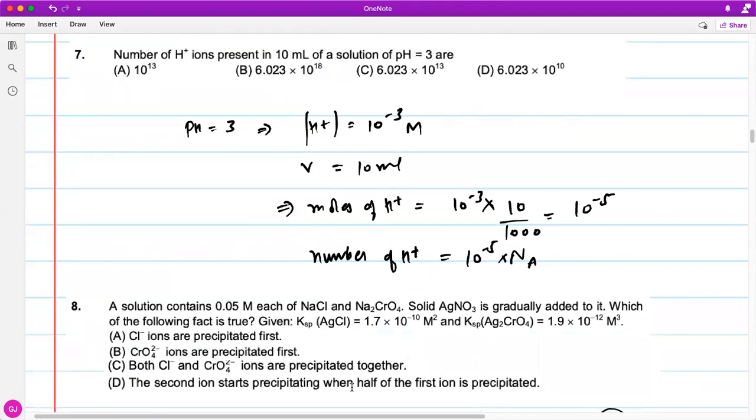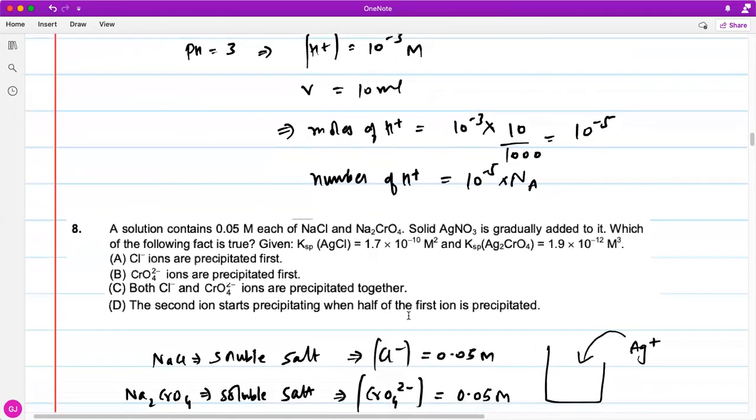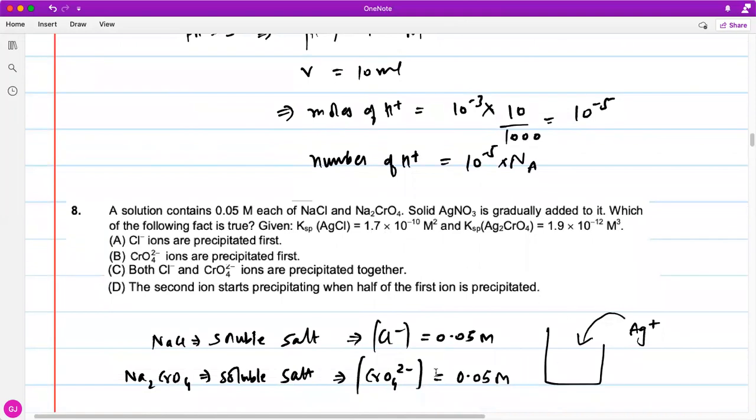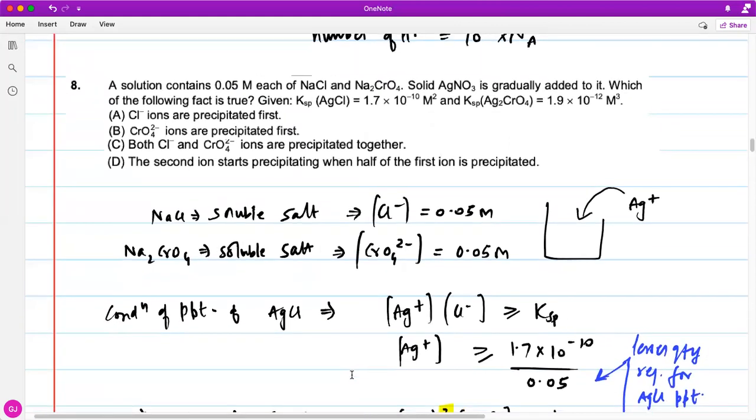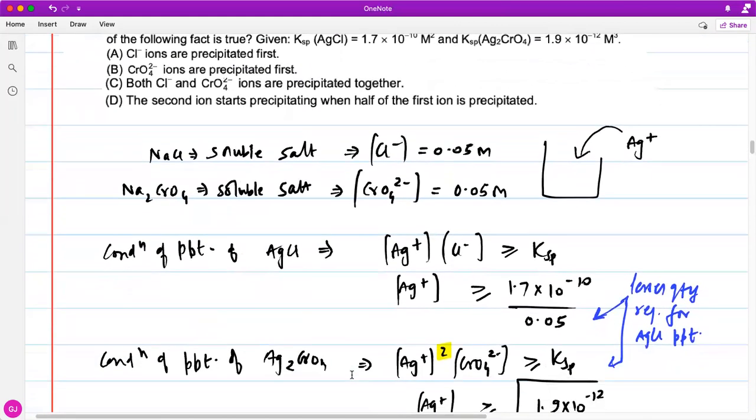Eighth question is a very easy question, classic question regarding simultaneous precipitation. So you have to realize that NaCl and Na2CrO4 are going to be soluble salts, and you are going to get Cl minus and CrO4 2 minus concentration based on that. Now Ag plus is being added in a slow and gradual manner, so the ion or the anion which will get precipitated first is the one which requires the least amount of Ag plus. So you can apply the condition of precipitation for both these ions one by one and get the amount of Ag plus that is required for precipitation.